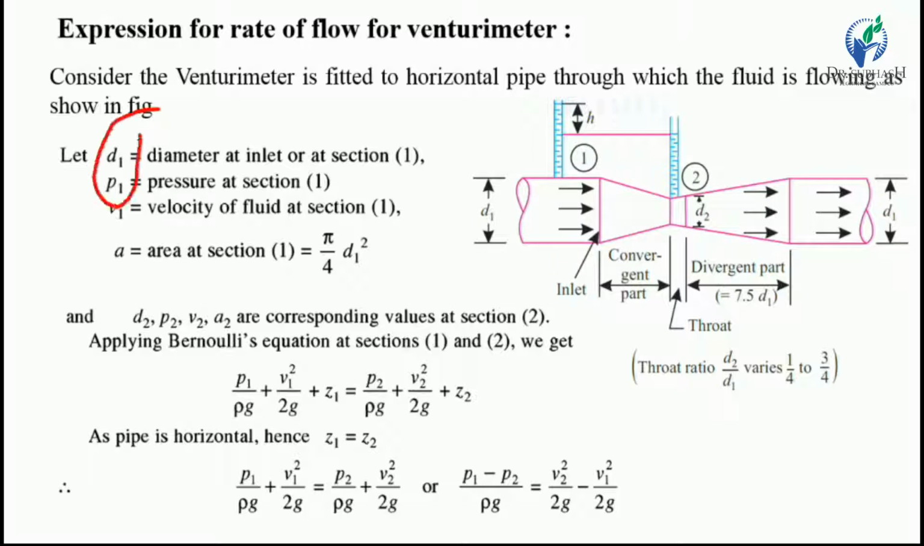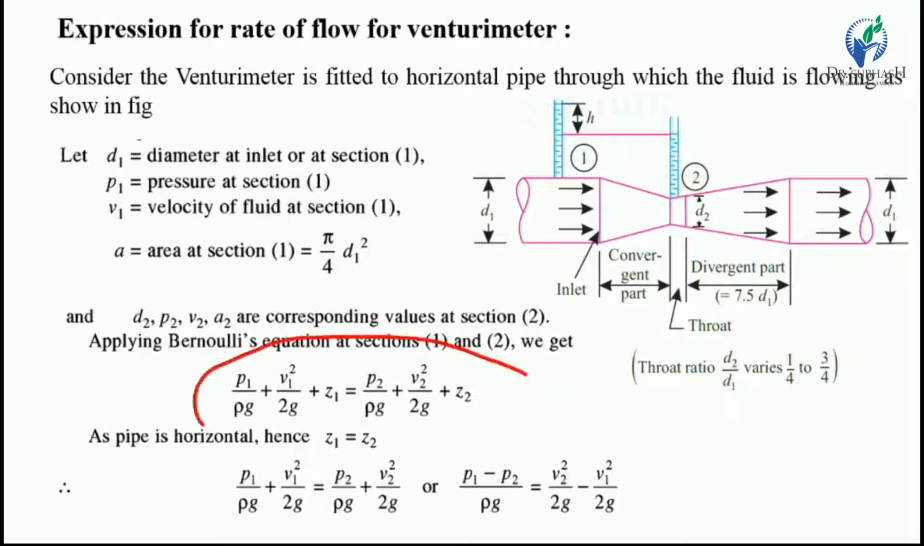Now D1, P1 are the diameter and pressure at section 1, V1 is the velocity of the fluid at section 1, and A1 is the cross-sectional area of the pipe at section 1. D2, P2 and V2 are the diameter, pressure and velocity at section 2, and A2 is the cross-sectional area at section 2. Now we apply Bernoulli's equation at section 1 and section 2.